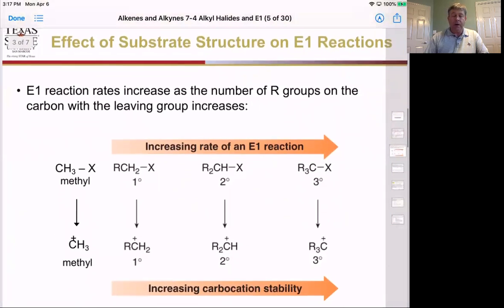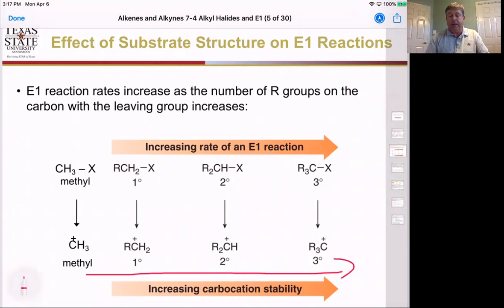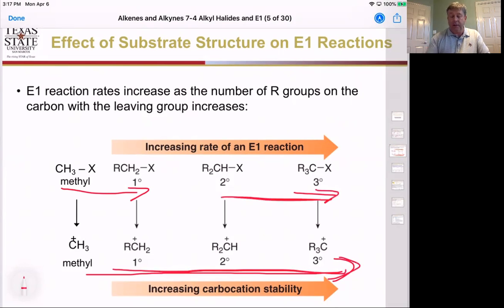So let's talk about that a little bit more. Because we're forming a carbocation, that means that the increasing stability of the carbocation is what drives the rate of the reactivity. So if we have a tertiary alkyl halide, it's going to go much, much faster than if we have a methyl or a primary, okay? So in these cases here where we have methyl and primary, you're more likely to start thinking about substitution reactions than this E1 elimination. But the faster it goes, the more likely it is to be a tertiary. Again, it follows carbocation stability.